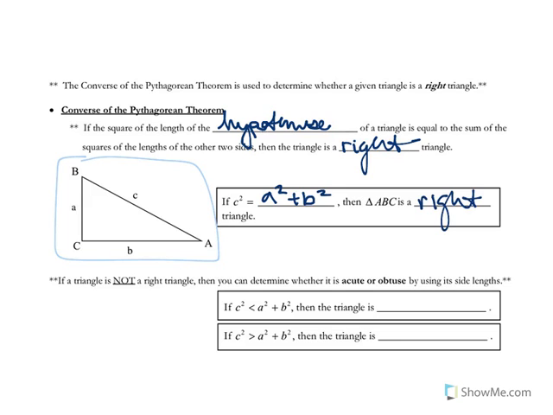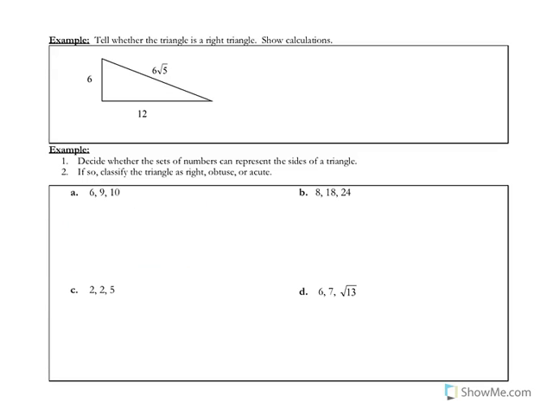However, not all triangles are right triangles. So if it's not a right triangle, then we can decide if it's acute or obtuse by using the side lengths. If c squared is less than a squared plus b squared, then the triangle is acute. I like to think of less than and acute go together. So then vice versa, if c squared is greater than a squared plus b squared, then the triangle is obtuse. Okay? We'll come back to that. We'll do a couple examples on this.